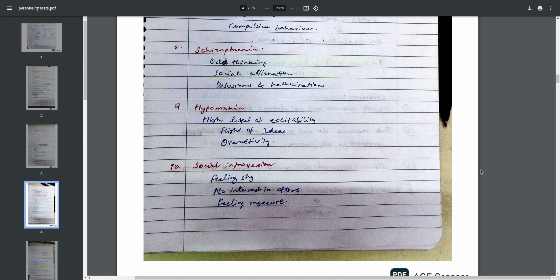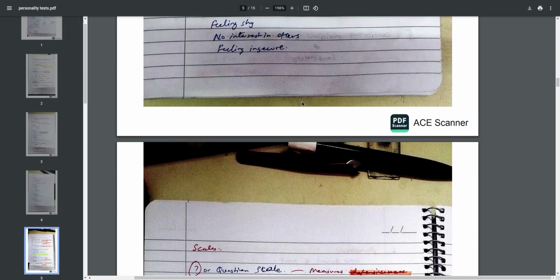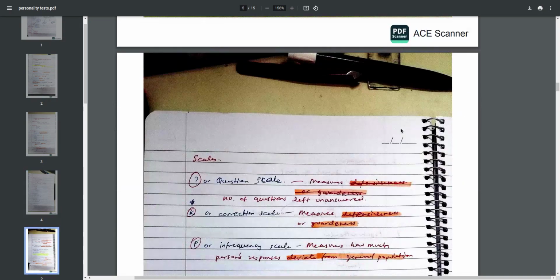Then hypomania. It's a high level of excitability, flight of ideas, and overreactivity. So basically, hyperactive. Okay. Then social introversion. It is the complete opposite of hypomania. They are very shy, with no interest in everyday activities, and they are very insecure. Okay, this is just brief, you just need to have an idea.